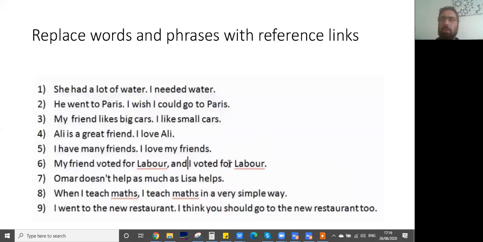Maybe if it's bottles, but what if it's not bottles? What would we say in the uncountable form? Yeah, Esma, I agree with Esma. I think some is probably the best. Yeah, Saliha, thank you. Same answer. Okay, so she had a lot of water. I needed some water because it's uncountable, yeah?